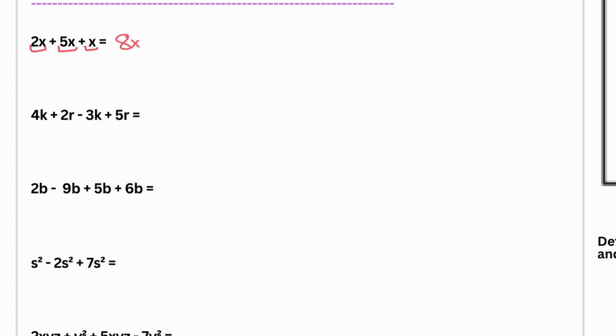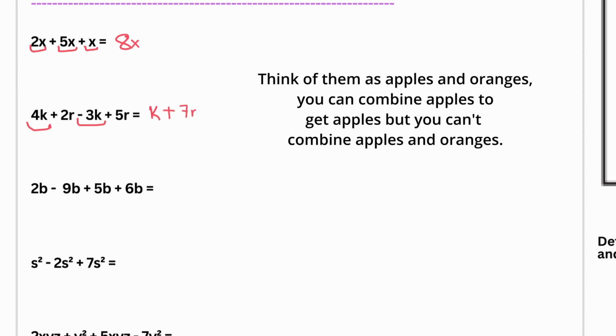On the next one, we have 4k plus 2r minus 3k plus 5r. Well, I see 2 different variables, k and r, and I see some similar terms. So let's clean this up by adding and subtracting the similar terms. So we can add 4k to negative 3k, right? Which would give us a k. And then we have 2r and 5r left, which in total would give us 7r.